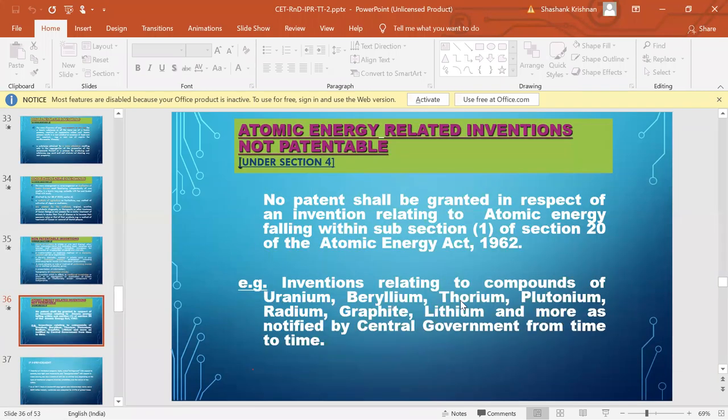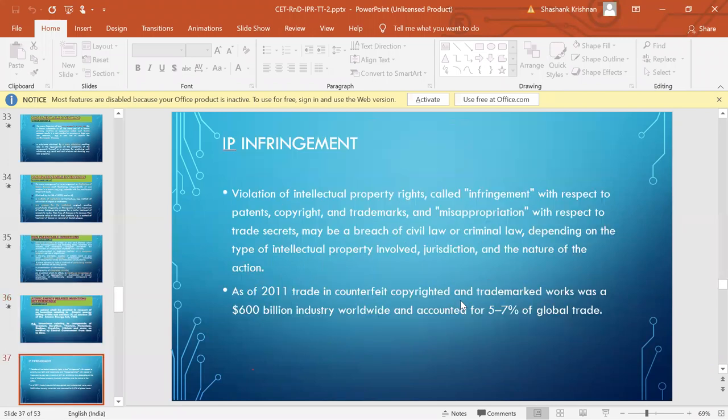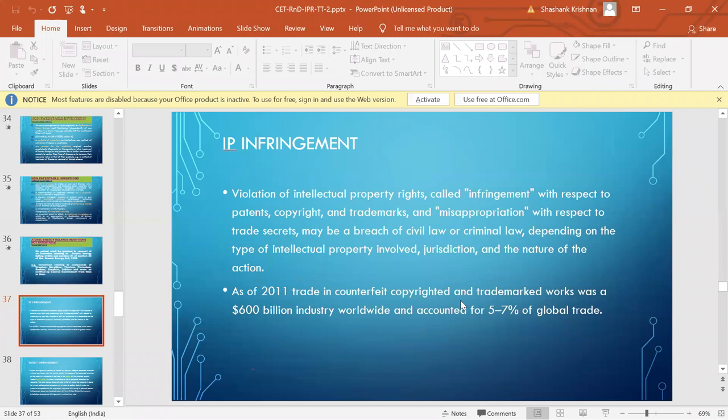Another thing is anything related to atomic energy creation. Inventions relating to atomic energy cannot be patented because of strategic reasons. Now, there is another important thing, which is IP infringement. It's one thing to patent a thing, but you may get a patent. But if you go to an industry and you find that there is a problem in terms of the uniqueness of that patent, you will be infringing on somebody else's patent, then that industry will get sued for infringement. So it is very much necessary that you do a thorough patent search.